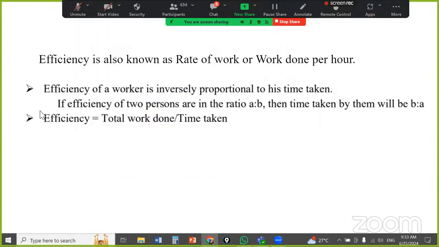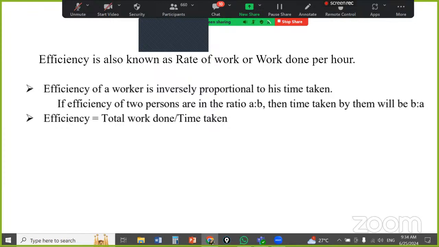So the first one, when we look into this time and work, no, you don't have energy equations. No, Arjun, it's not that one. It is efficiency. Efficiency is nothing but the work done by that person. That is known as the efficiency. The work done can be anything, like constructing a building or constructing a wall or eating something in a particular day. Anything can be a work.